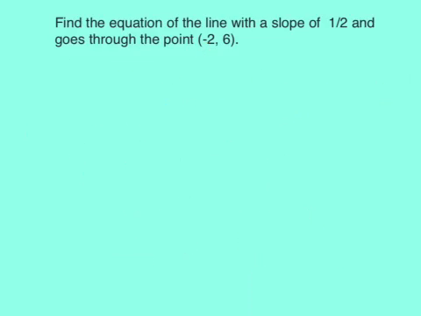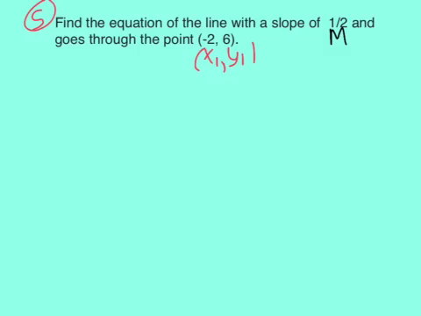All right, now let's look at an example. We'll call this guy number 5. With this, it's asking us to find the equation of the line with a slope of 1/2 that goes through the point (-2, 6). So what are the two things you have? You've got a slope m, and you have an (x1, y1), or a point. So this tells us that we need to use our point-slope form.